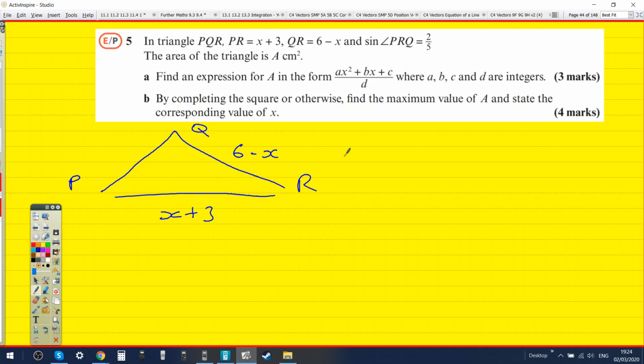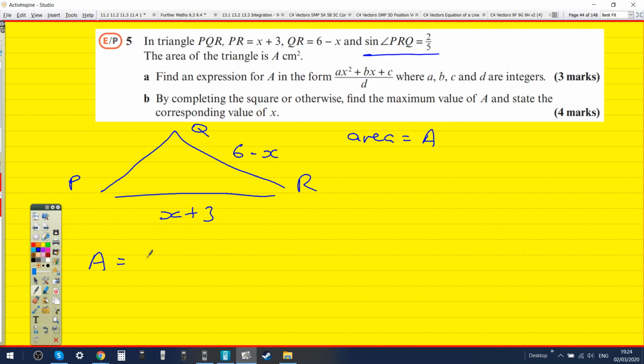Mm-hmm. So does that mean I need to do sine minus 1 of 2/5? You could. However, your area formula. What is the area formula? Half AB sine C. Yeah, and so they already give it to you in the form of sine C. So do I just find the area here? Mm-hmm.